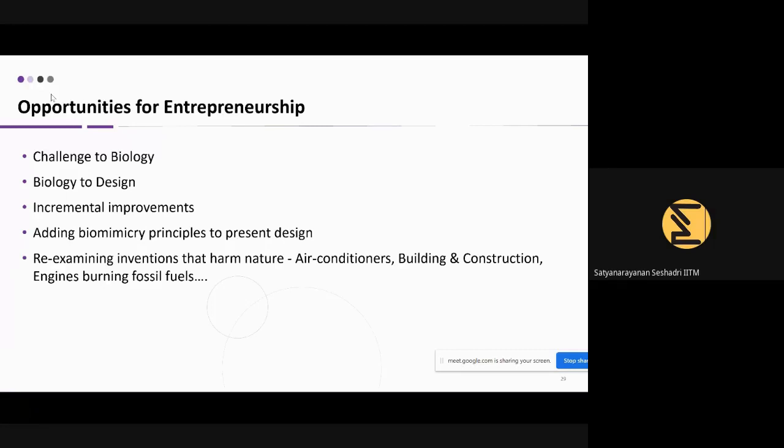So what does really living in comfort mean? Because if we stick to air conditioners, we generally only stick at the devices that we have. So we have to go back and look at how the organisms evolved to live in comfort. Yeah, and you also talked about buildings, Satya. That's why I included it.